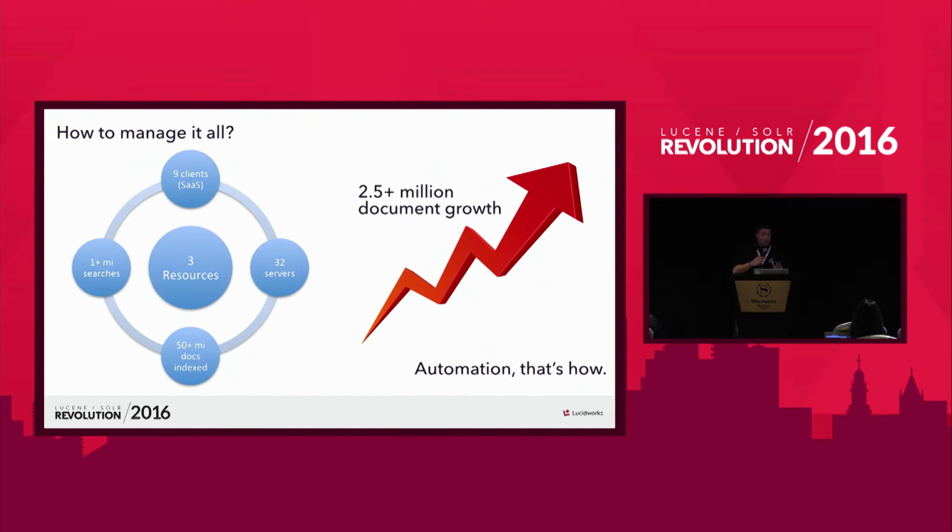So, how do 3 resources, they made me change that, I said 3 dudes, but legal didn't like that too much. So how do 3 people manage 9 search as a service clients, 32 servers, 1 million searches, and 50 million documents indexed with an expected growth rate of 2.5 million documents? Our Solr clusters are all physical machines, and our Zookeepers are virtuals, and our Fusions are physicals.